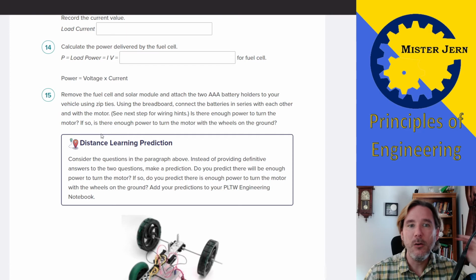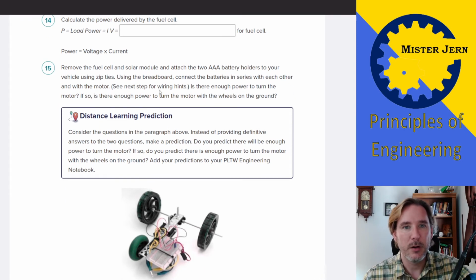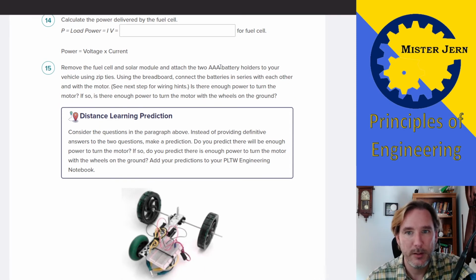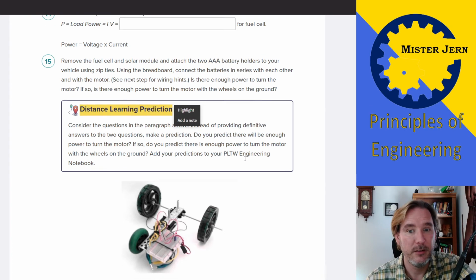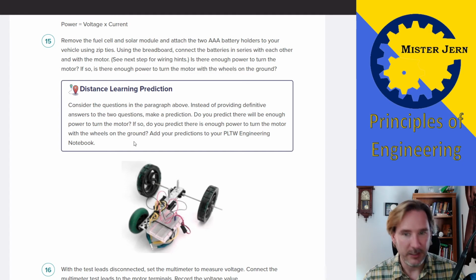For 15 now, and for the next couple of steps, instead of all the fuel cells and all that, we're going to be comparing it to two AAA batteries. So once again, you're going to have to make a prediction. Instead of building it and trying it out, you're just going to make a prediction now, using two AAA batteries instead of the fuel cells or the solar panels.